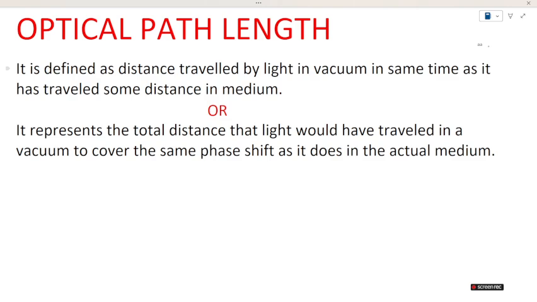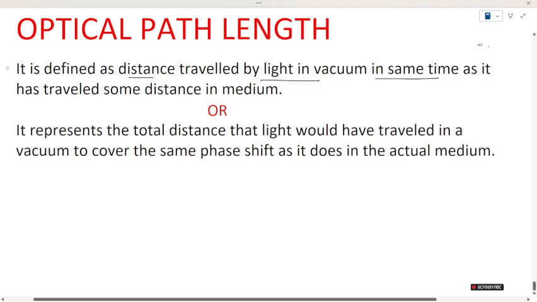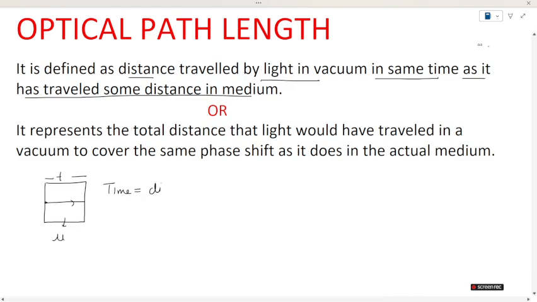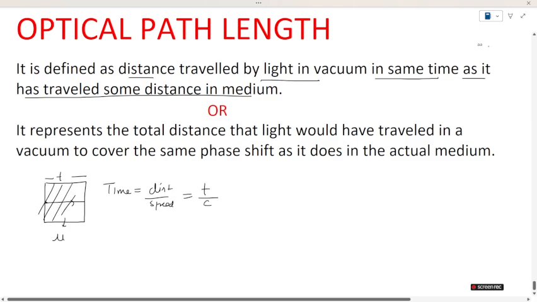First of all, it can be defined as the distance traveled by light in vacuum in the same time as it has traveled some distance in the medium. That means, let there be a medium, and light is traveling through this medium. Let's suppose the thickness of this medium is t and the refractive index is mu. If a light ray travels through this medium, then the time taken by the light ray is equal to distance upon speed. Distance is t and the speed of light in this medium we can write as c by mu.